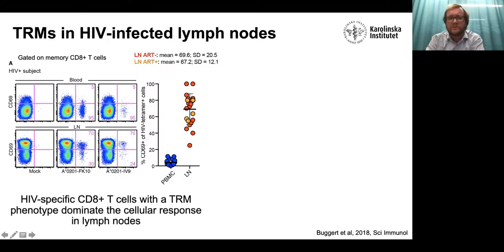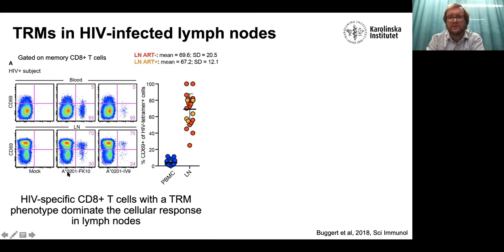Further on, what we did was to characterize cells, in particular HIV-specific cells, between blood here on the top versus lymph nodes here in the bottom. So essentially what we did was to stain HIV-infected blood versus lymph nodes with tetramers here. These are flow plots from the same donors, matched blood versus lymph nodes.